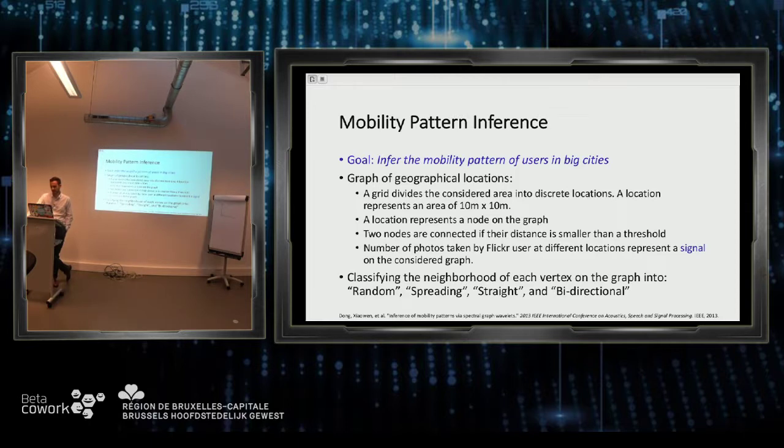So what they did is that they divided the considered area of a city into a grid of locations, let's say 10 by 10 meters or 5 by 5 meters, right? So you have a map of a city, then you split it into a grid of boxes, small rectangles, and each of them covers 10 by 10 meters. Then every particular location, the center of this 10 by 10 meter area, basically creates a node on the graph, all right? And then two nodes can be connected if the distance is smaller than a given threshold. And I mean here distance using the Euclidean distance or the Manhattan distance, which is the L1 norm, and so on and so forth.